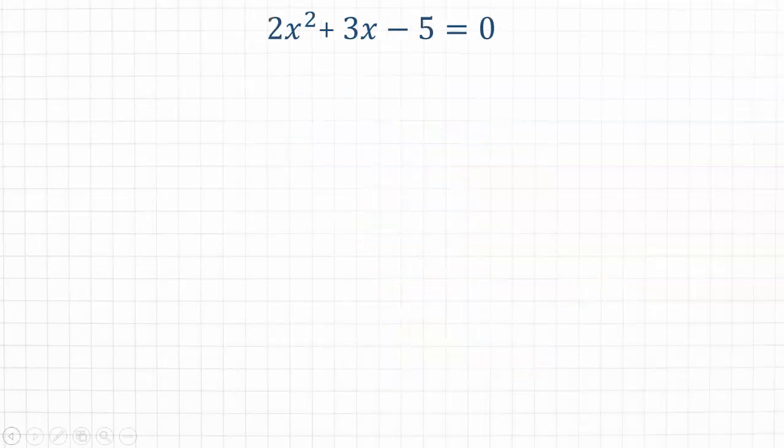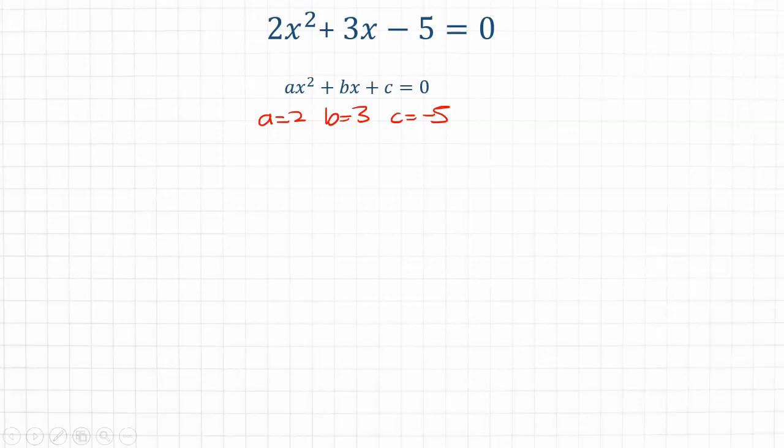Now let's look at an example where a, or the number next to the x squared term, is greater than 1. Let's find the solution to the quadratic equation 2x squared plus 3x minus 5 equals 0 using completing the square. This is probably about as difficult as you're going to get in the GCSE exam.